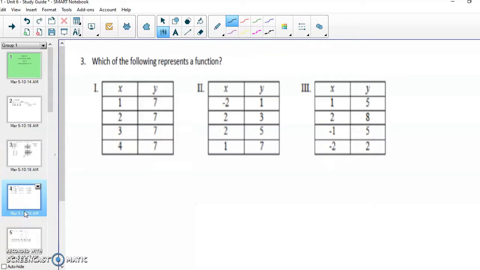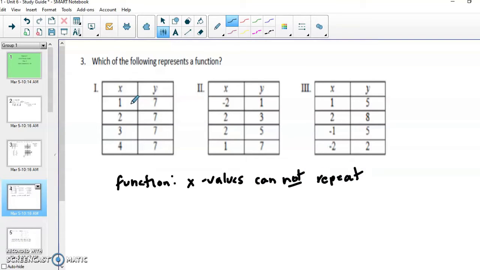And let's look at the same idea in a table. Which of the following represents a function? There can be more than one answer. Okay, for it to be a function, again, x values cannot repeat. 1, 2, 3, 4. We're good. -2, 2, and 2. No good. 1, 2, -1, -2. We're good.